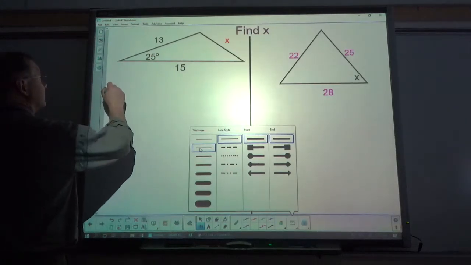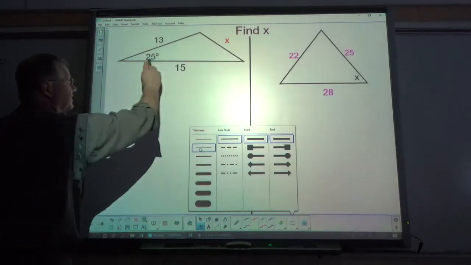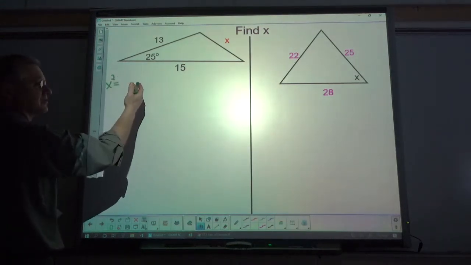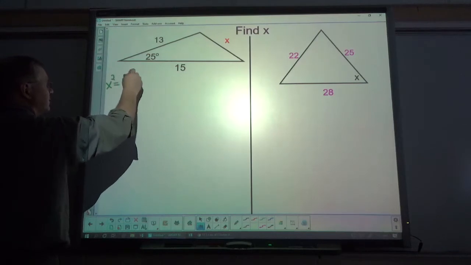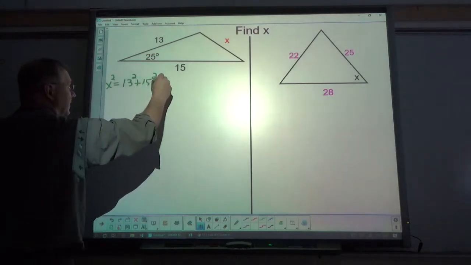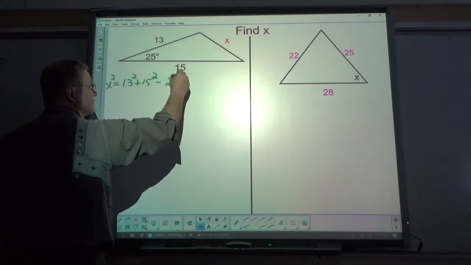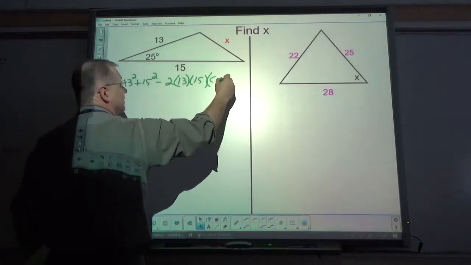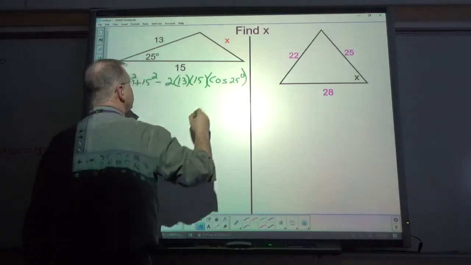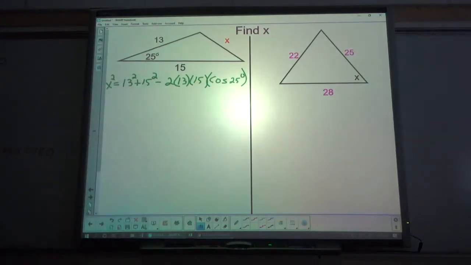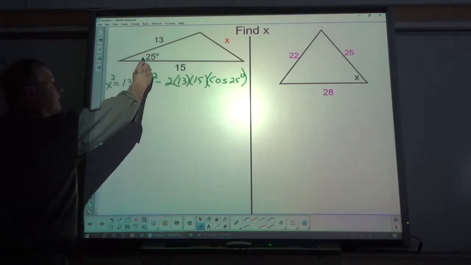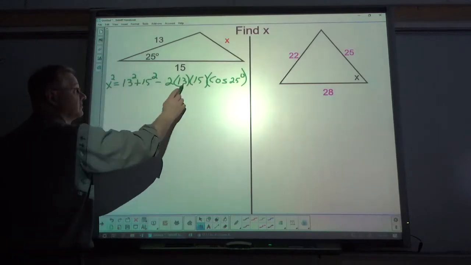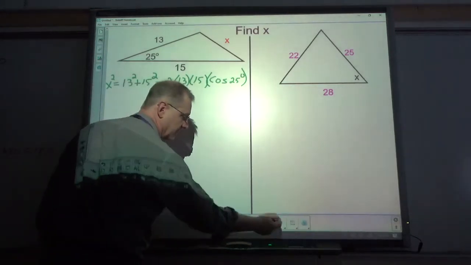So we've got, let's see, we're going to find x and we have the angle across from it. So x squared equals, I usually use the smallest numbers first, 13 squared plus 15 squared minus 2 times 13, 15, and then the cosine of 25 degrees. Even though we don't have the letters, we can just use the angle, the side across from it. Angle, side across from it. The other two sides.